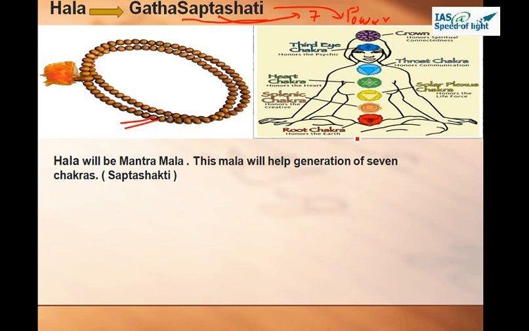So Sapta Shakti means 7 powers or 7 chakras of our body. They get activated if we do mala, right? If we do mantra mala. So Hala is mala. If we do mala, what will happen? It will help in the activation of Sapta Shakti, the 7 powers or 7 chakras of our body.